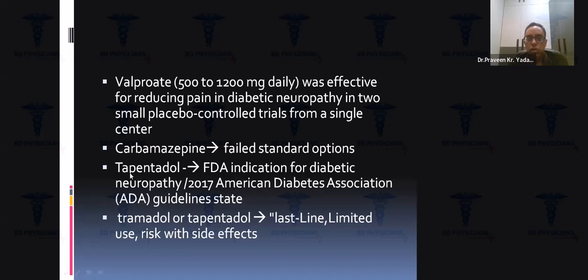Now there is a newer opioid which is available, called tapentadol. I don't know whether it's available in Bangladesh, but here we use it for short courses, and the FDA has approved it for use in diabetic neuropathy, and the American Diabetes Association also mentions it for the acute treatment of neuropathies. But it should be last line, it should have limited use, and you should assess the risk-benefit ratio and also assess the patient for side effects whenever you use tramadol or tapentadol.